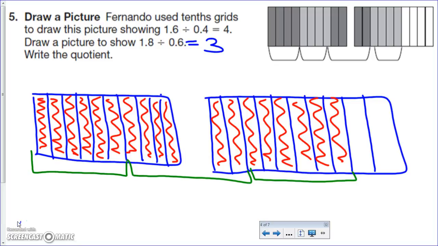Please make sure you have all the work copied down and then glue this paper in your math notebook.